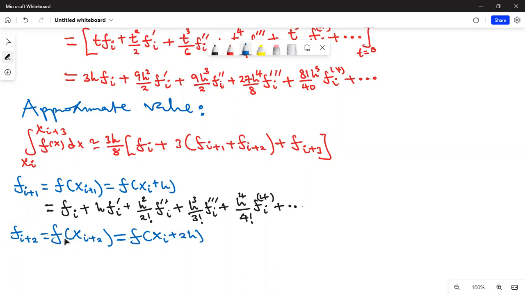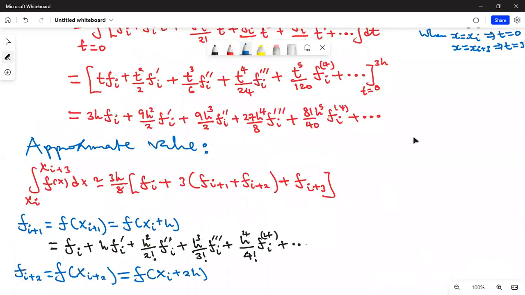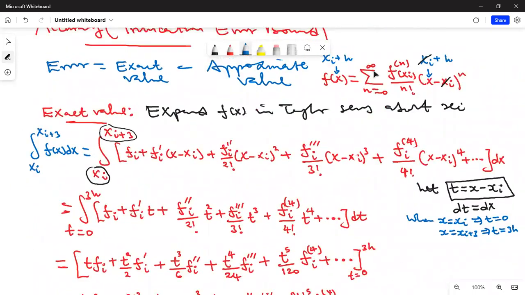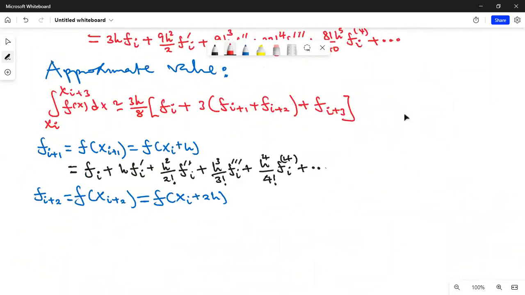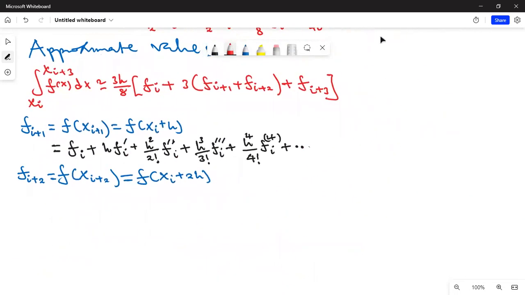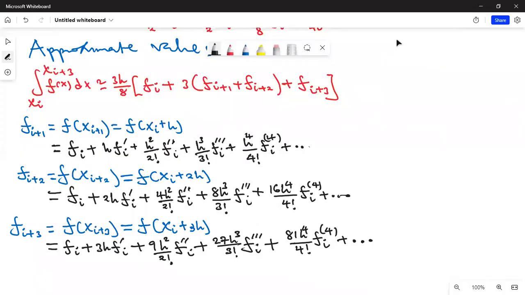But let's also expand f i plus 2, which is the same as f of x i plus 2. Remember, x i plus 2 is the same as xi plus 2h. So when you go to the Taylor series expansion, where there is x, I'm going now to substitute xi plus 2h. So now it is 2h. Here again, it is 2h. So it will be a series in powers of 2h. That is not h, but 2h. So when you expand, this is what you need to get for the f i plus 2. And you do the same to f i plus 3. So when you expand f i plus 3, you need to get this.